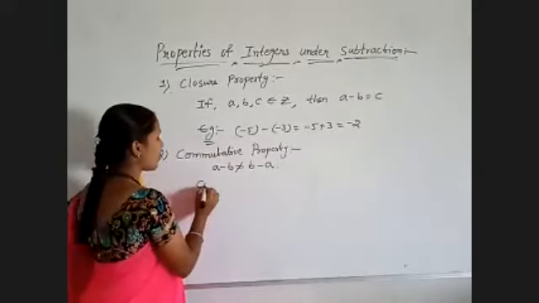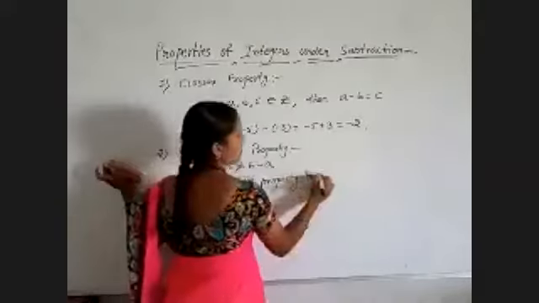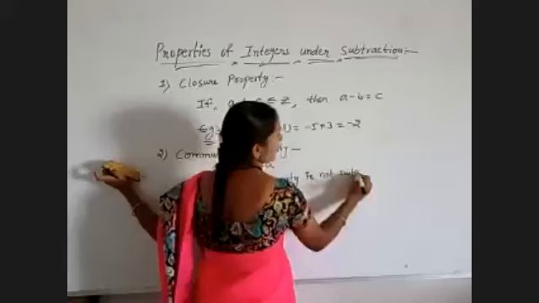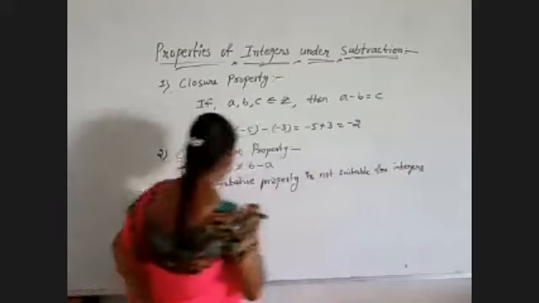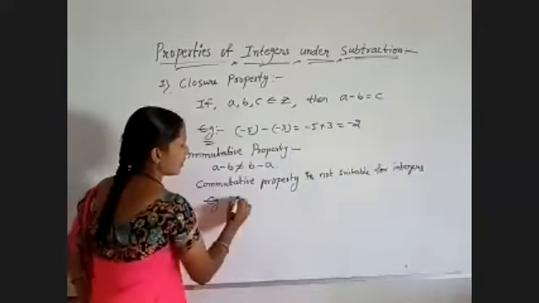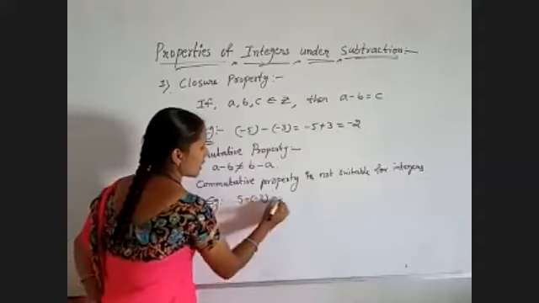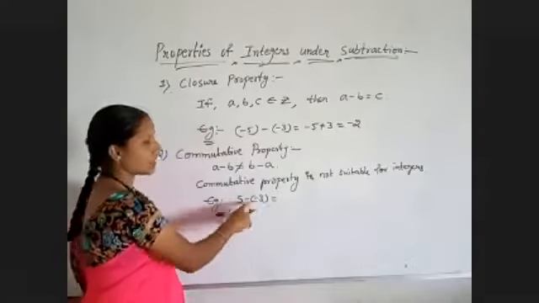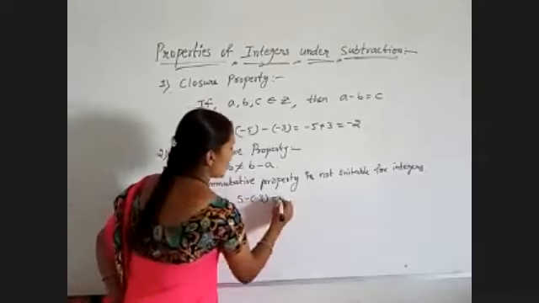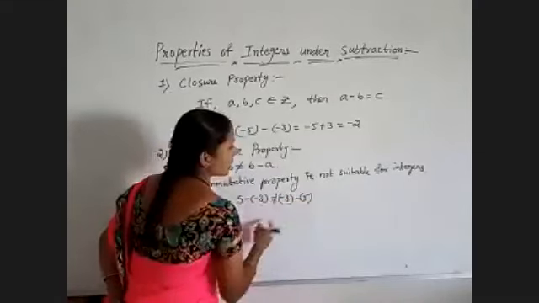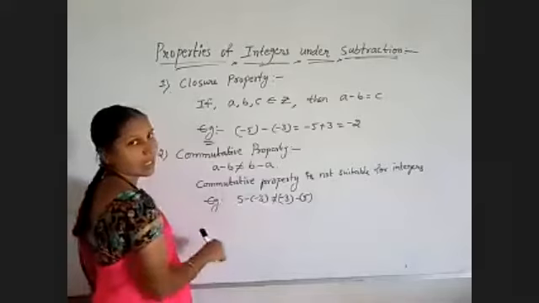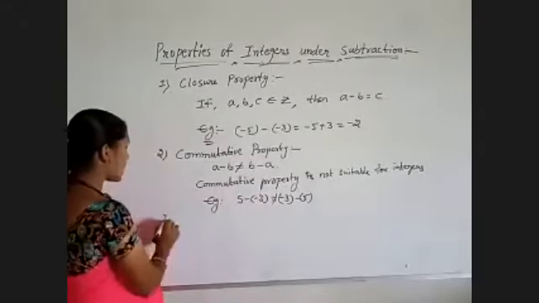So commutative property is not suitable for integers under subtraction. The example was 5 minus of minus 3, that is equal to 5 plus 3, which is equal to 8, and that is not equal to minus 3 minus 5. Here we will get minus 8. So 8 and minus 8 are not equal. That's all.